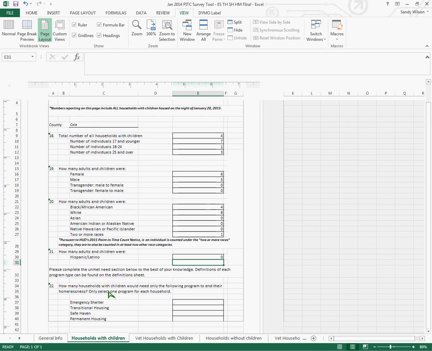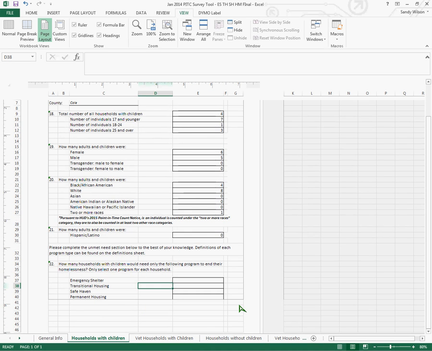For question number 22, this is to assist the continuum of care in identifying unmet need within our continuum. We report this number on an annual basis to HUD. And to answer this question, we want you to look at the 4 households that you identified right up here in question number 18, okay? So we're going to look at our 4 households.